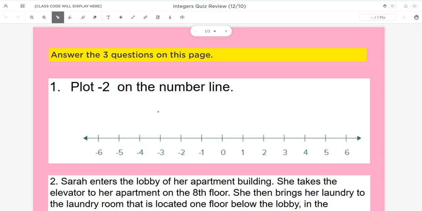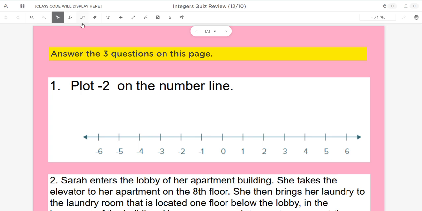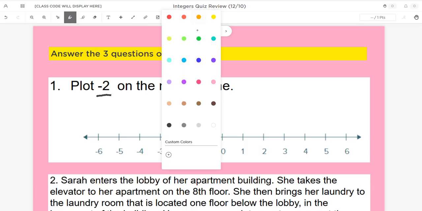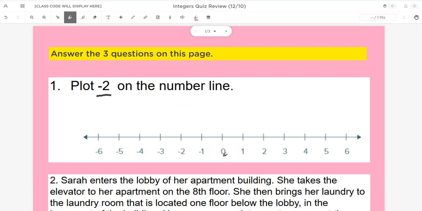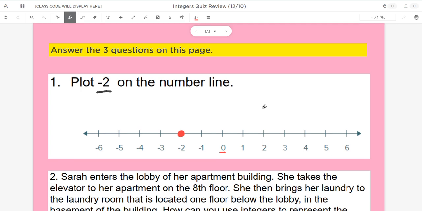All right, so it says plot -2 on the number line. So when we plot that on the number line, we are going to look for 0. I always start at 0, right? And then I try to find -2. Negative is to the left, positive numbers are to the right. So we just put a little dot right where that dash is with the -2. That's all we have to do for that one, and that gives us our answer.